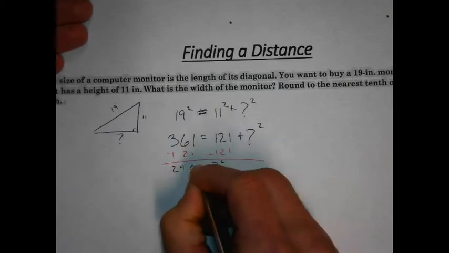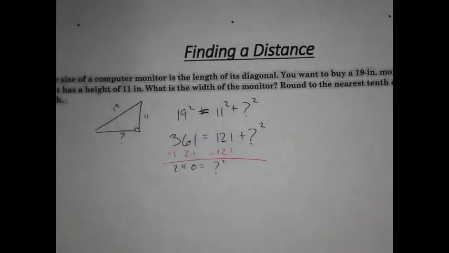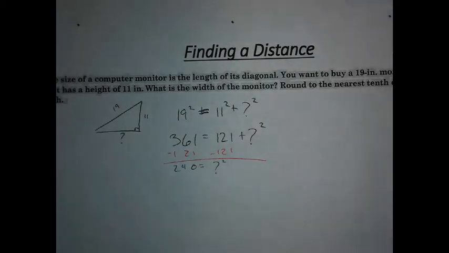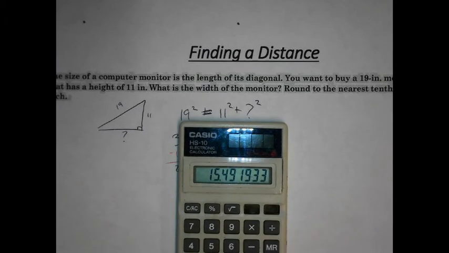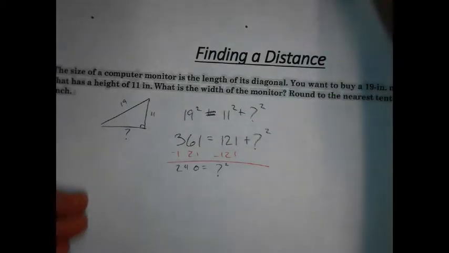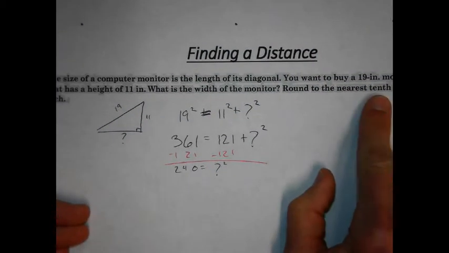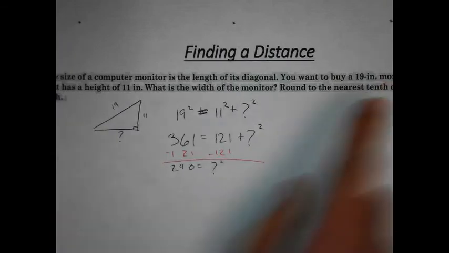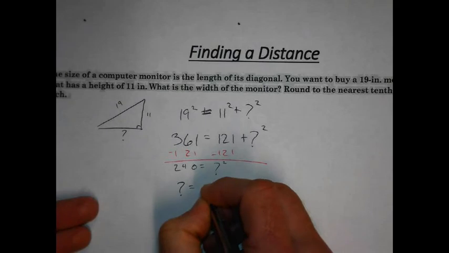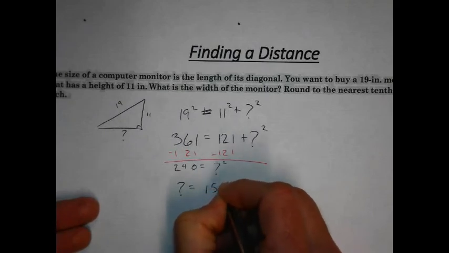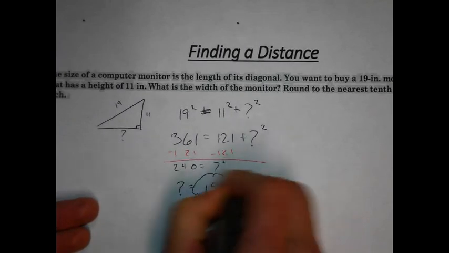So all we have to do is take the square root of 240. What is the square root of 240? It's some crazy number, right? 15.4919333. But we're not going to do this in simplified radical form. The question is, round to the nearest tenth of an inch. So to the nearest tenth of an inch, the question mark would be equal to 15.5 inches. So know your decimal places. That's going to be helpful.